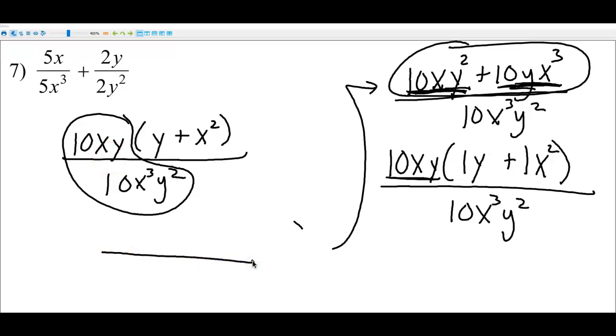So you're noticing that I can reduce by 10xy basically, right? Let me ask it this way then. What will be left on the bottom? There you go. So let me explain why the bottom is x squared y. First of all, the 10's go away. This x on the top takes away one of the x's on the bottom, so we're just left with x squared. This y on the top takes away one of the y's on the bottom, so now I'm just left with y. So we reduced.